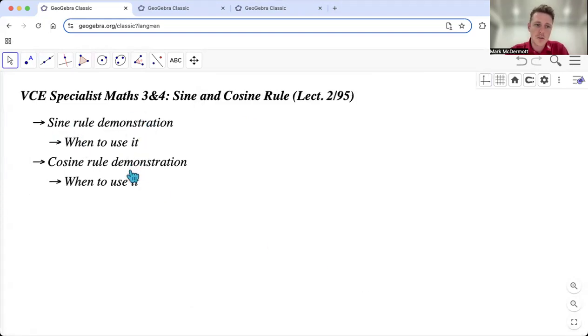So we're going to look at a demonstration of that. We're going to look at when to use it, and then we'll also look at the cosine rule as well and when to use it. So let's jump into it. Let's look at the sine rule.